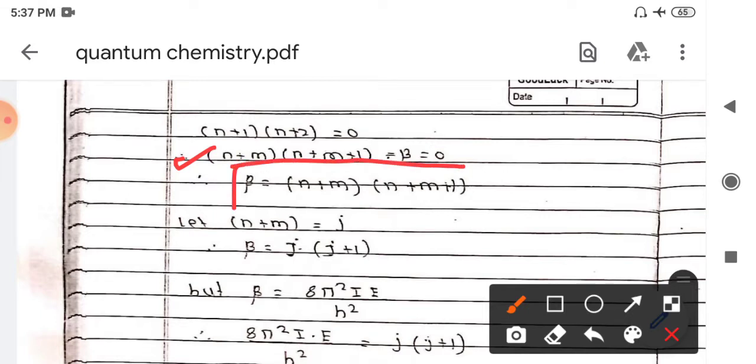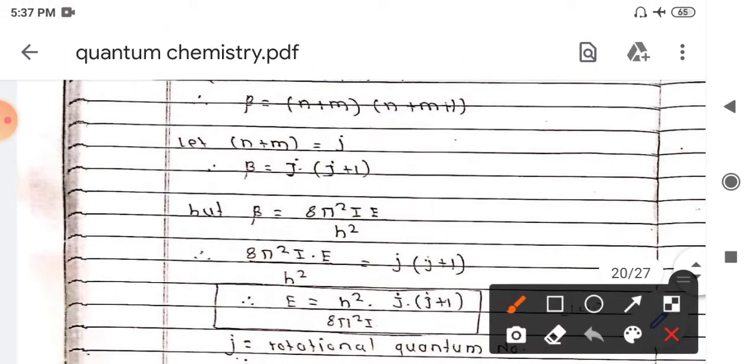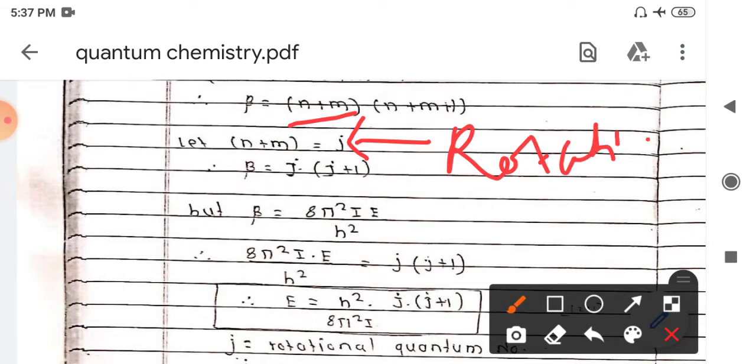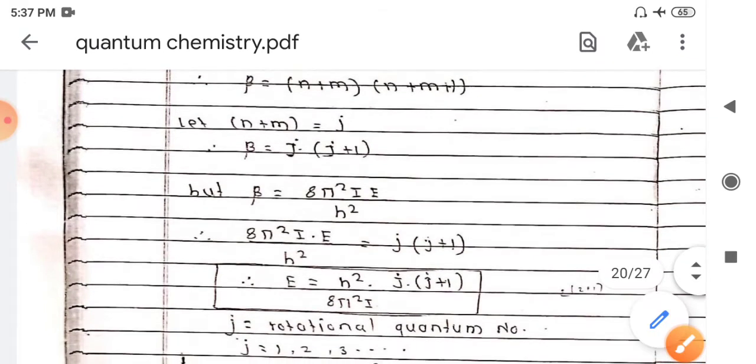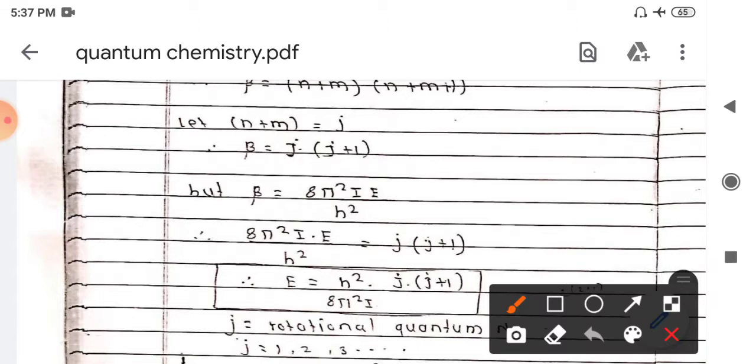So we can obtain the value of constant beta. Let the value of n plus m be another constant, j, which is nothing but the rotational quantum number. So beta turns out to be j into j plus 1.